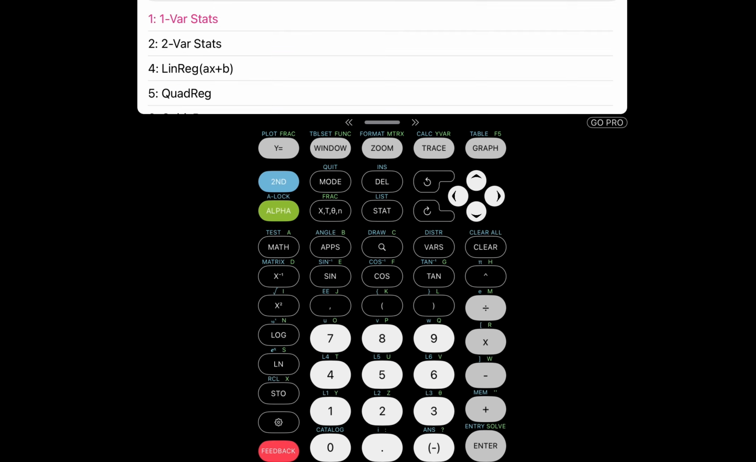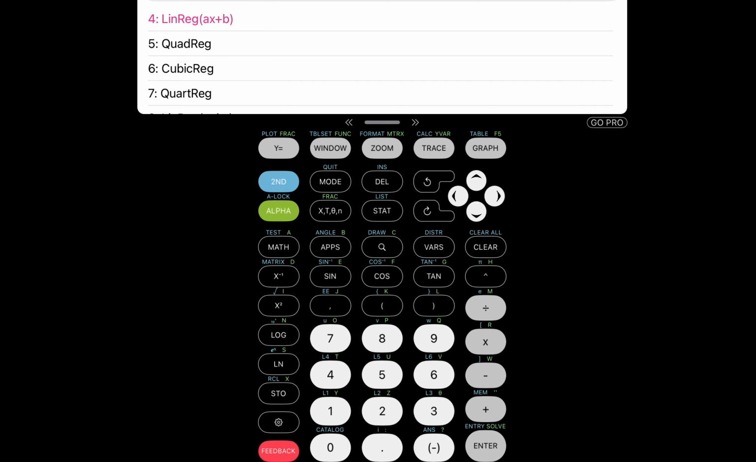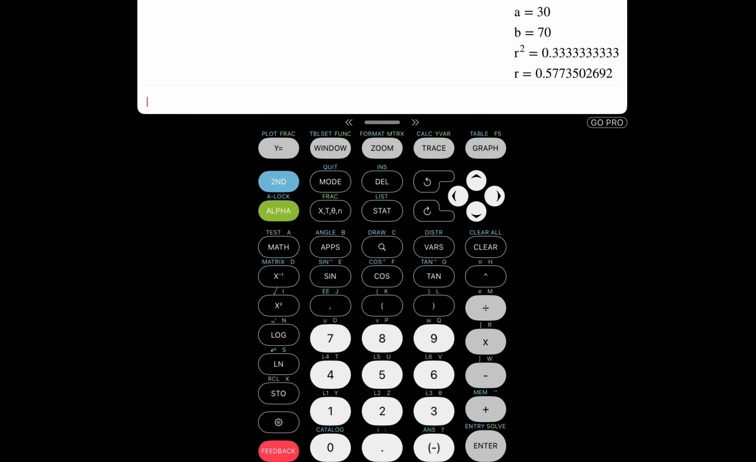Okay. Then we're going to go to stat again. We're going to right arrow over to where it says calc, and we are looking for linreg, linear regression. You'll notice there are two linear regressions. So one of them says down at 8, it says a plus bx. We want the one that's ax plus b, or think of our mx plus b. So we're going to hit that. We're going to hit enter, and there's our equation.